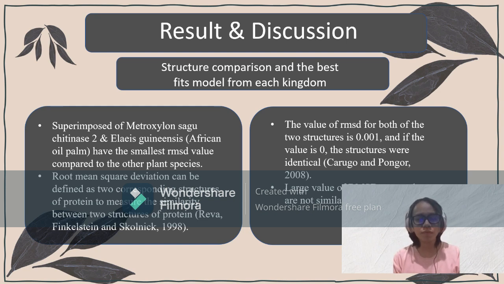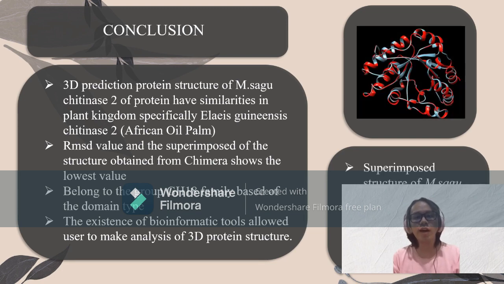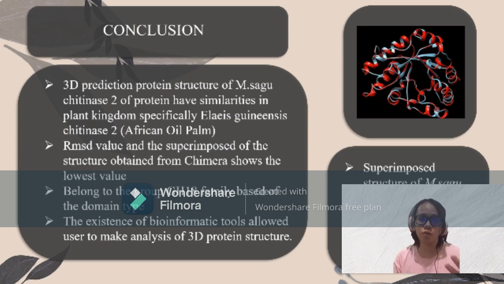In conclusion, the 3D predicted protein structure of M.sagu chitinase 2 is similar in kingdom Plantae, specifically in African oil palm. The RMSD value and the superimposition of the structure obtained from Chimera show the lowest value, and both of the structures belong to the GH18 family based on the domain type. Therefore, the existence of bioinformatic tools allows users to make an analysis of 3D predicted protein structure.